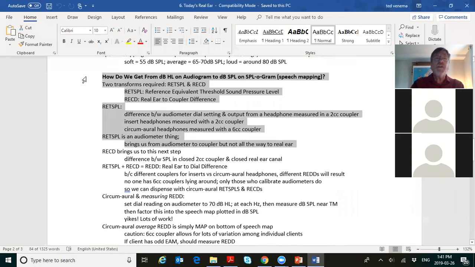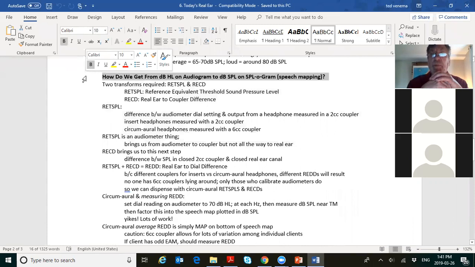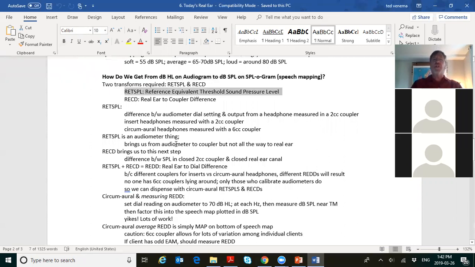So here we go. How do we get from dB HL on an audiogram to dB SPL on an SPLogram or speech mapping? Two transforms are needed, RETSPLs and RECD. RETSPL, real ear reference equivalent threshold sound pressure level, and real ear to coupler difference. Now, what are they? Make sure we know them, okay? Reference equivalent threshold sound pressure level and RECD. Both of those added together get you to minimal audible pressure. That's how you're transferring, because you're adding minimal audible pressure to the thresholds. Let's make sure we know that.